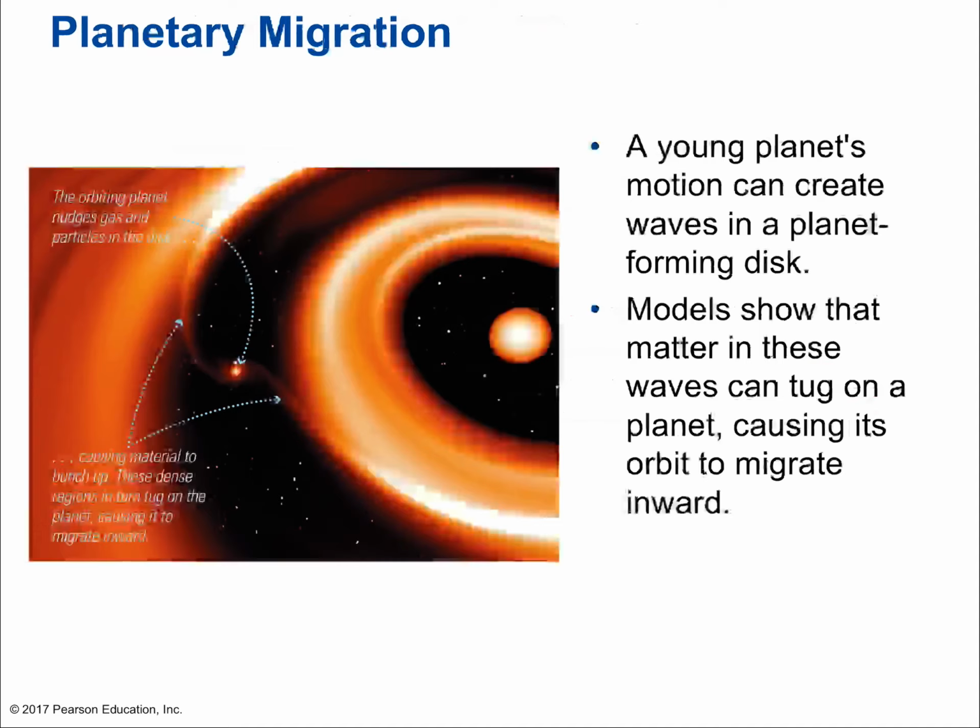So a young planet's motion can create waves in a planet-forming disk. And we do see this when we look at protoplanetary disks. We see these waves, we see gaps. They're kind of like gaps in Saturn's rings. Models show that matter in these waves can tug on a planet through resonance and gravitational tugs, causing the orbit to gradually migrate inwards to become smaller and smaller. And this is through conservation of energy and angular momentum.